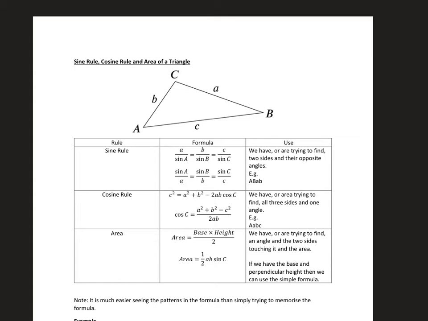So if your 4 things include 2 pairs, you use the sine rule. If your 4 things include all 3 sides and 1 angle, then we use the cosine rule. And if your 3 things include 2 sides and an angle in the middle of them and the area, then we use the area formula. Now, instead of trying to memorize the formulas, the exact letters, try and remember the pattern.